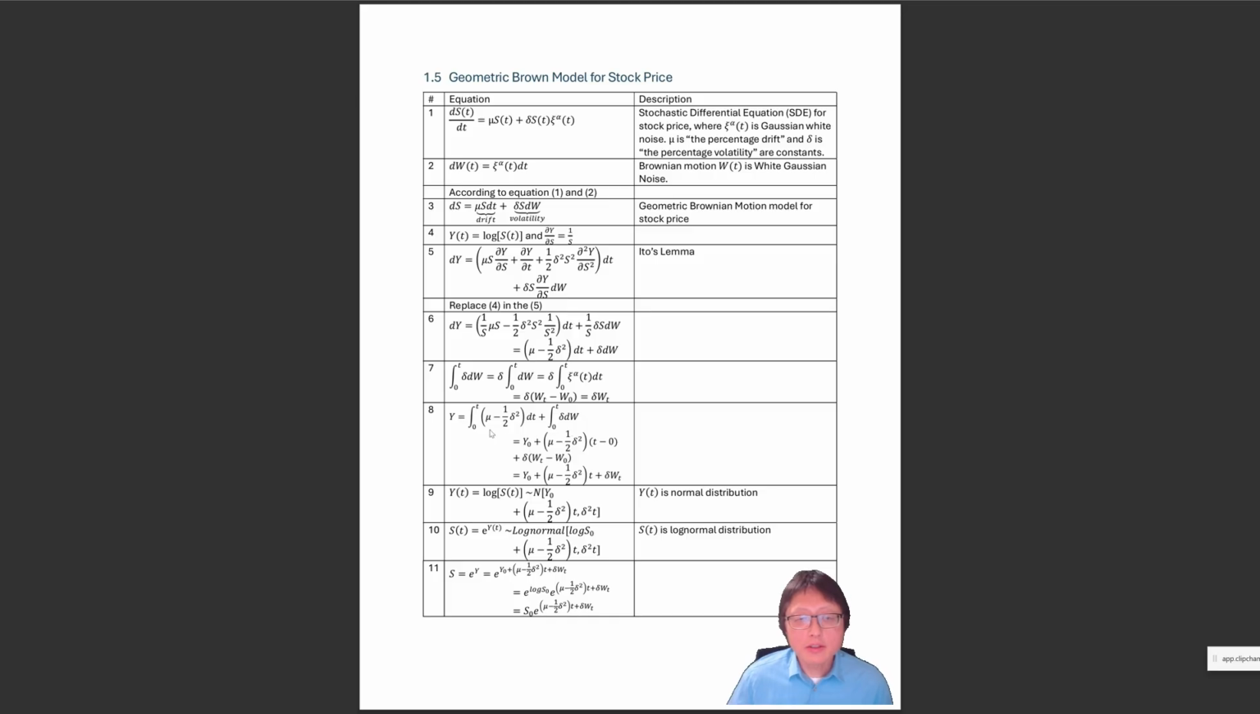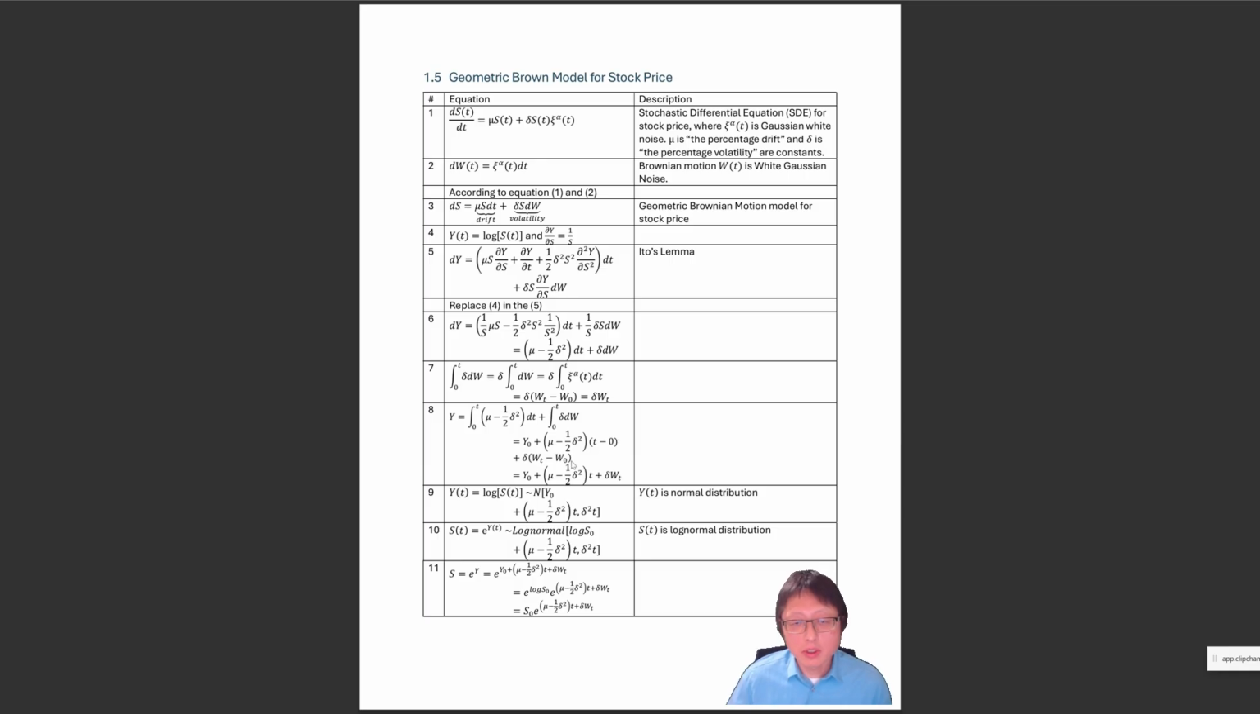Because this deterministic part is easy, the integration of this is simply equal to y0 plus, because this has nothing to do with time, the mu minus half of delta square multiplied by t minus 0. So this is the first part. We get y0 plus this. For the second part, the integration of delta multiplied by dW from 0 to t is equal to delta multiplied by (Wt minus W0). And I use equation 7 to prove this relationship.